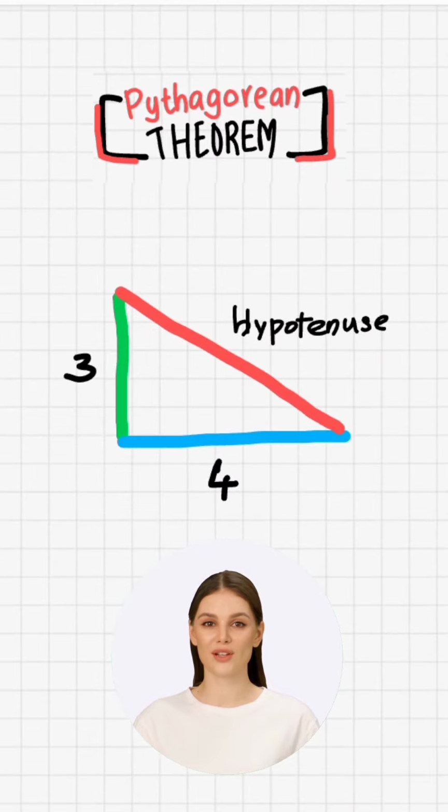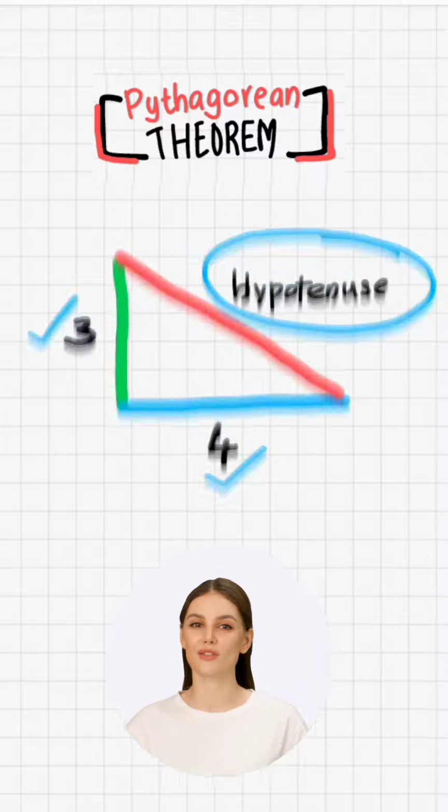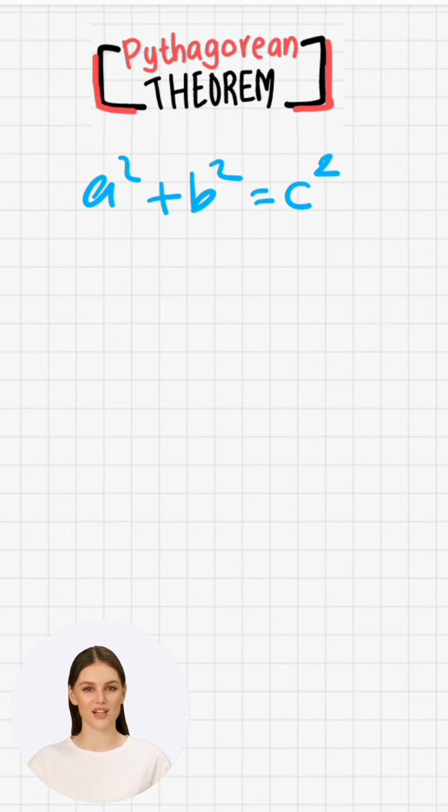For example, let's say we have a right triangle with one leg that is 3 units long and another leg that is 4 units long. We can find the length of the hypotenuse. We have A squared plus B squared equals C squared. We can substitute 3 and 4 for A and B.